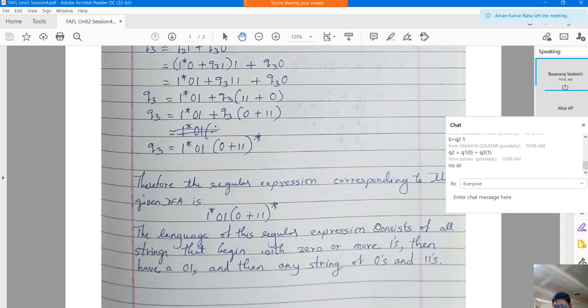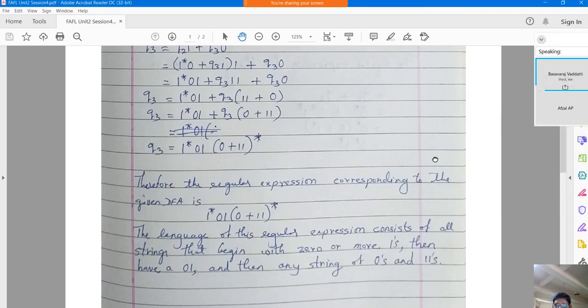The language of this regular expression consists of all strings that begin with 0 or more ones, and then have a 0, 1. This 0, 1 is fixed here, and then any string of zeros and ones. This is the language accepted by this regular expression. Any doubt here?